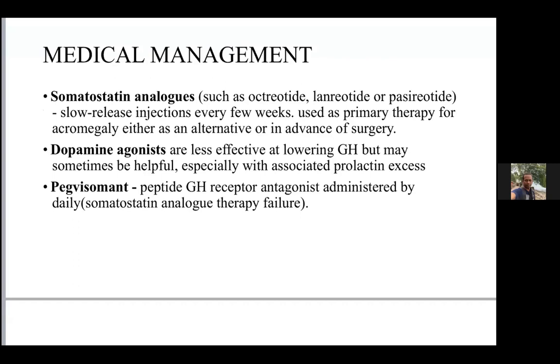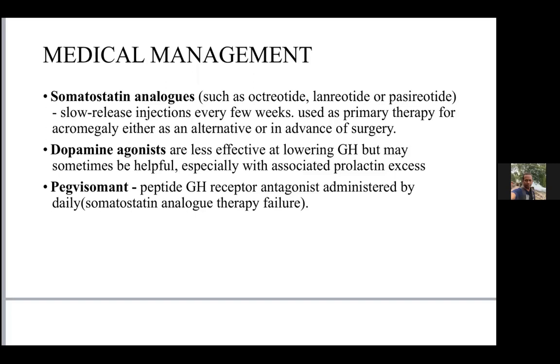Somatostatin analogs. As I told you, the cells which produce growth hormone in the anterior pituitary are the somatotroph cells. Somatostatin analogs like octreotide, lanreotide, and pasireotide are slow release injections given every few weeks and used as primary therapy for acromegaly, either as an alternative or before surgery to shrink the size of the tumor.